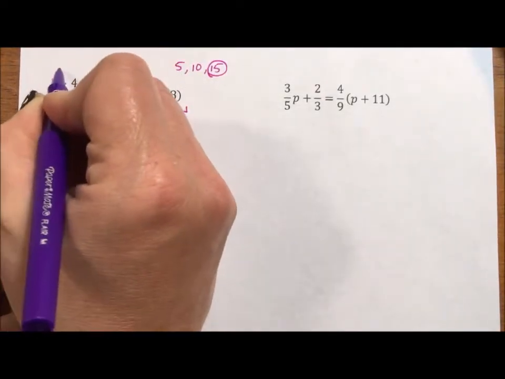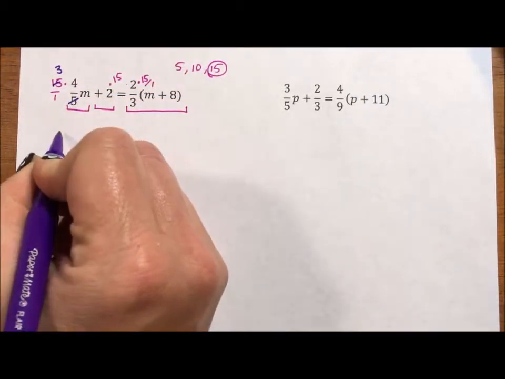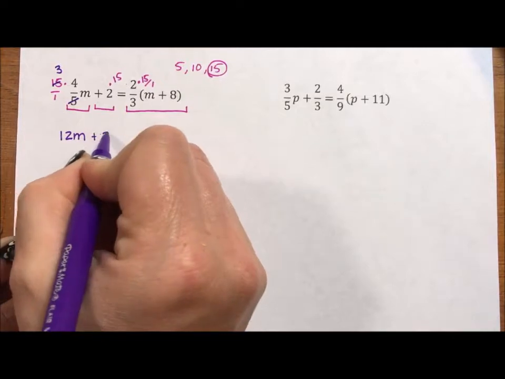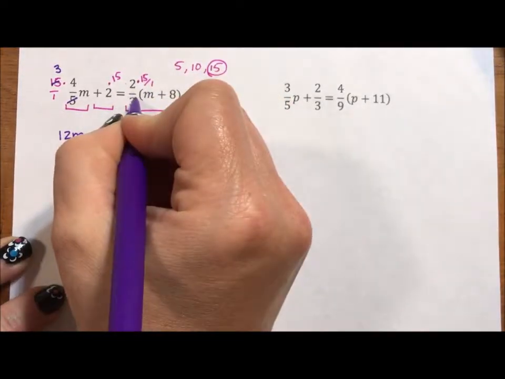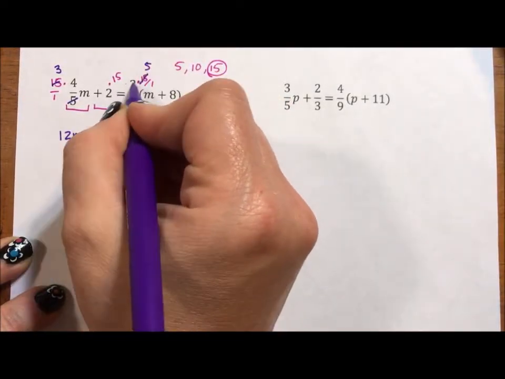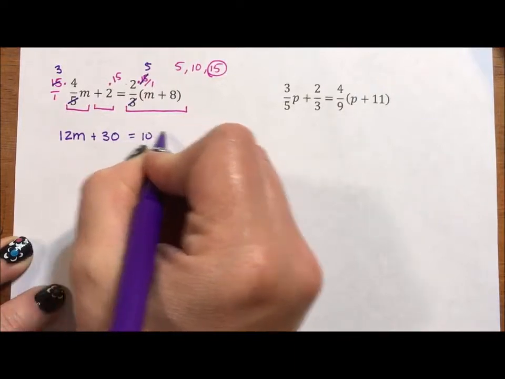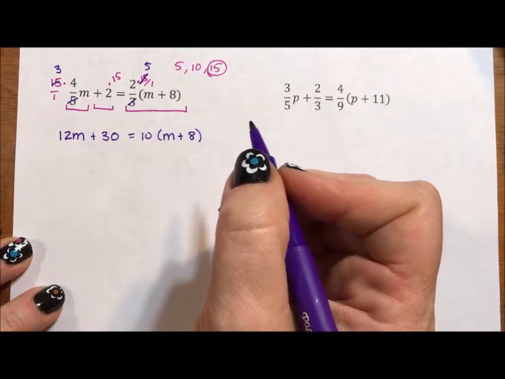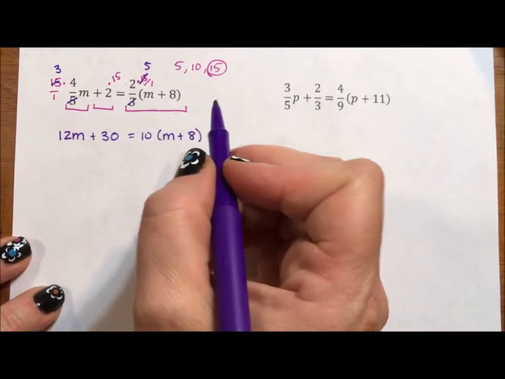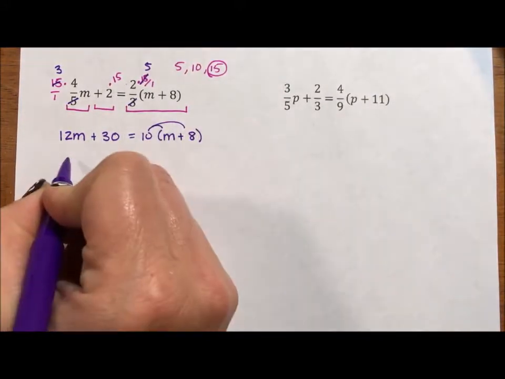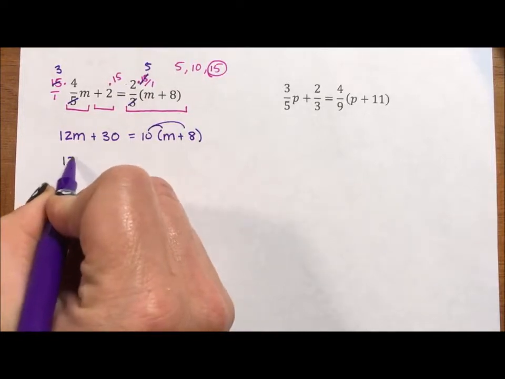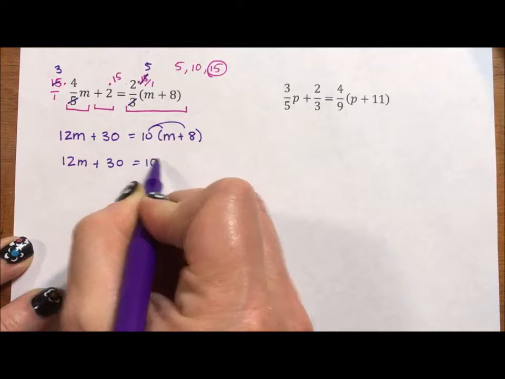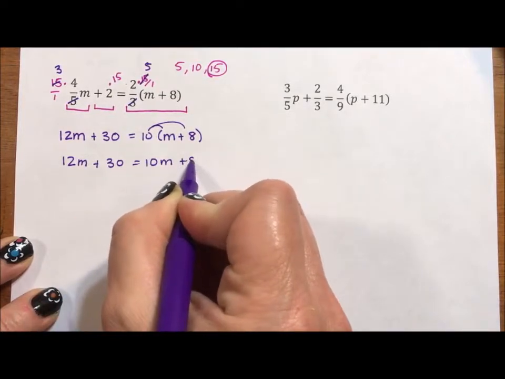5 divides into 15 3 times, and 3 times 4 is 12. 2 times 15 is 30. 3 goes into 15 5 times, and 2 times 5 is 10. And the m plus 8 is not touched because they're still in jail. All right, let's break them out of jail. Let's distribute this 10 in. Okay, we have 12m plus 30 is equal to 10m plus 80.